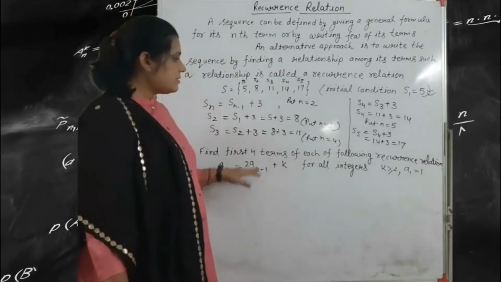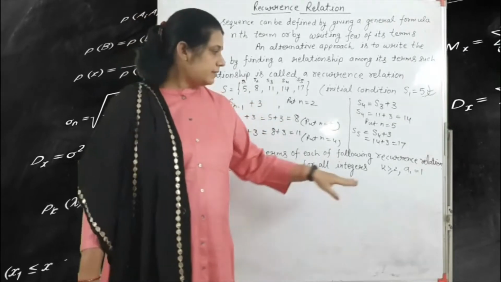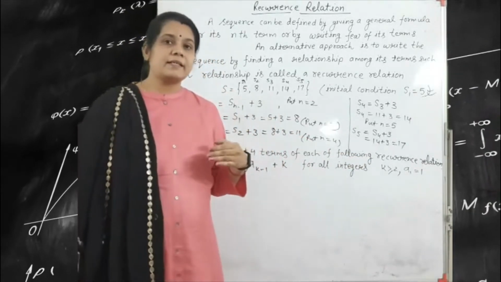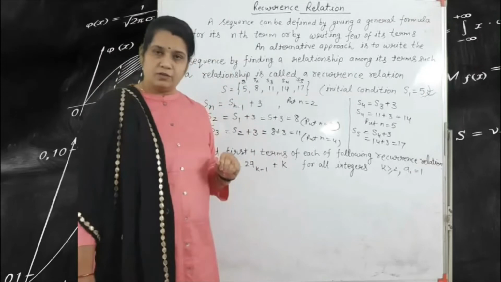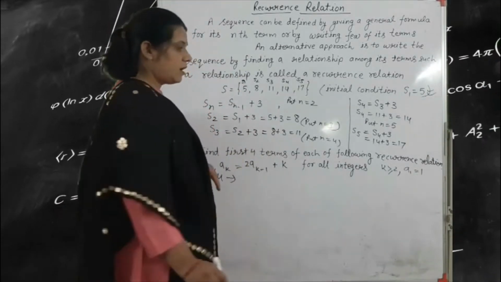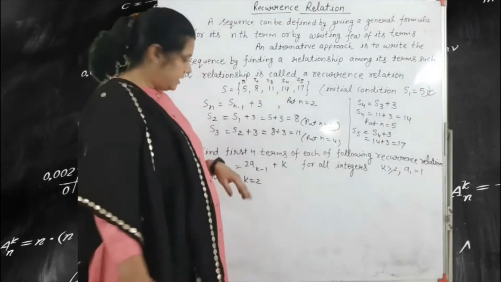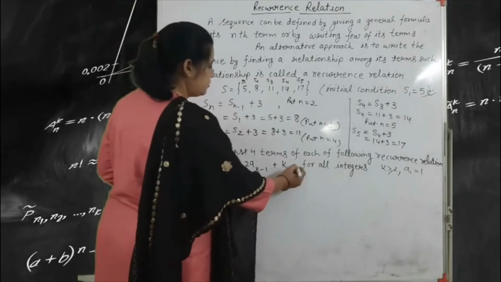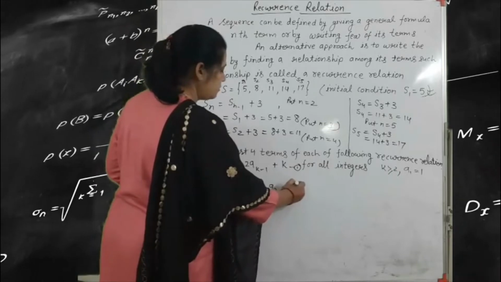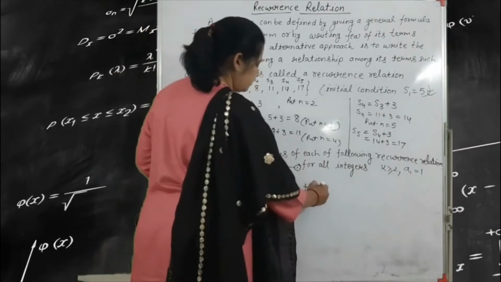That means we are given the initial value a_1 = 1, and we put in values of k greater than or equal to 2, that means starting from 2, 3, 4 and so on. Okay, so let's start the solution. First we put k = 2. So we write a_2 = 2a_1 + 2.